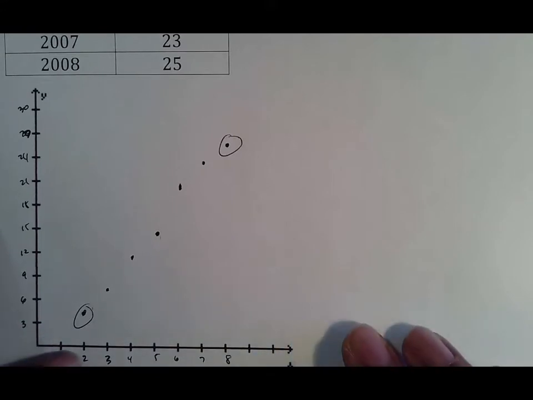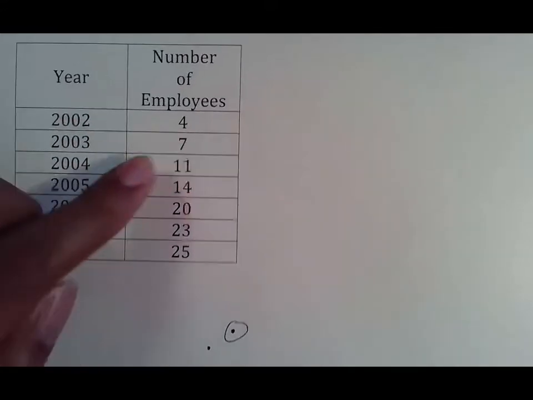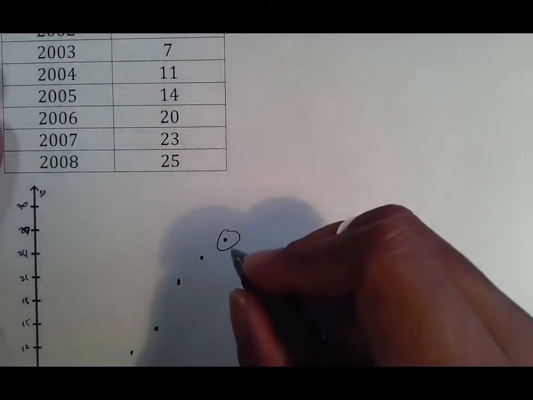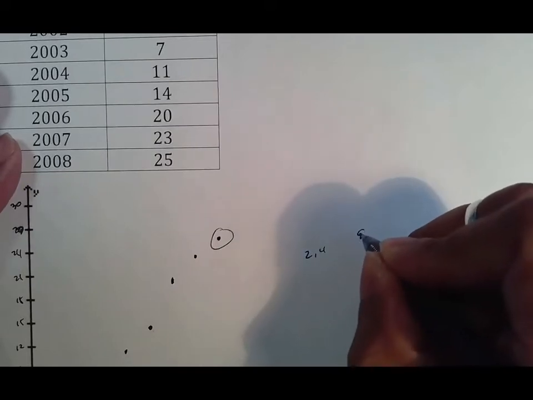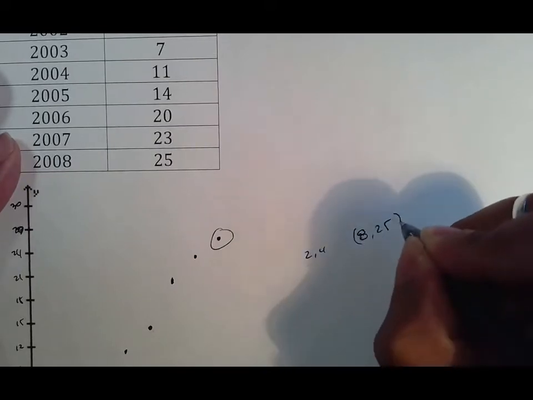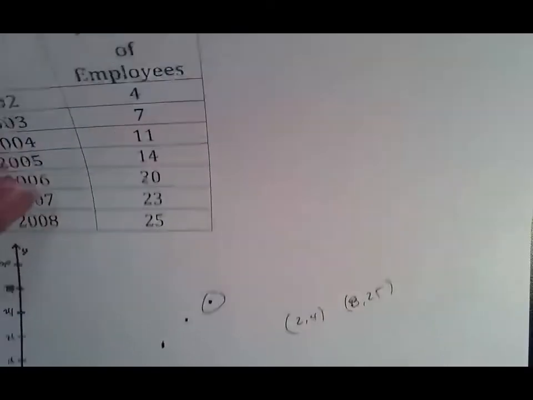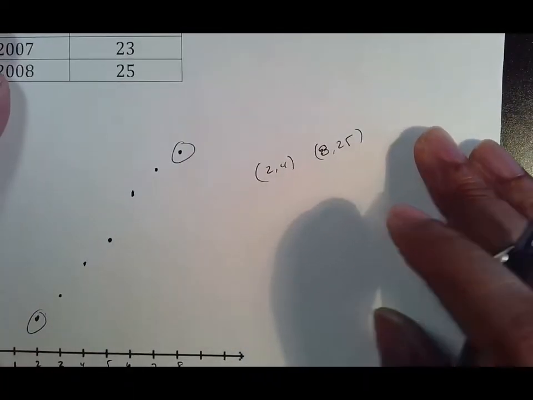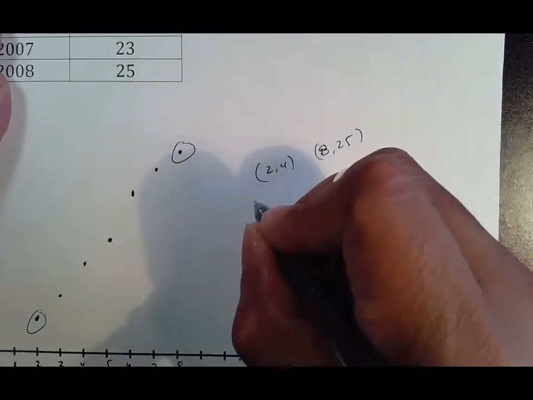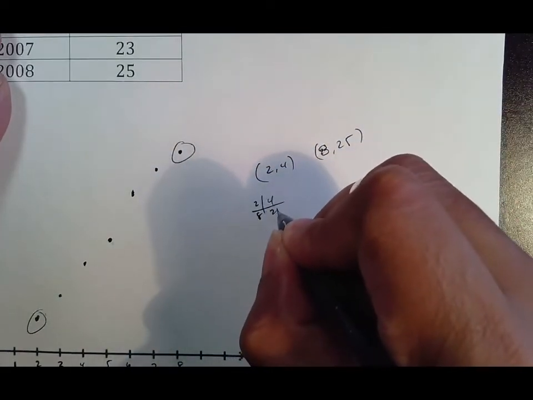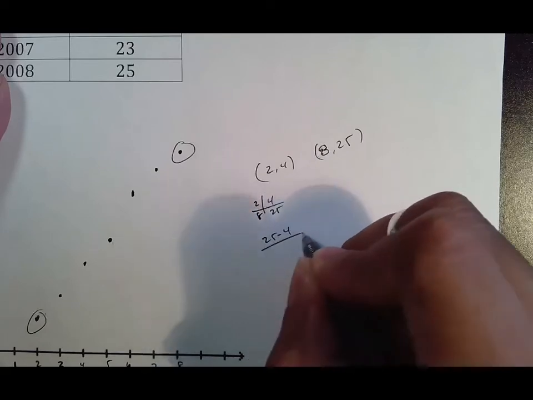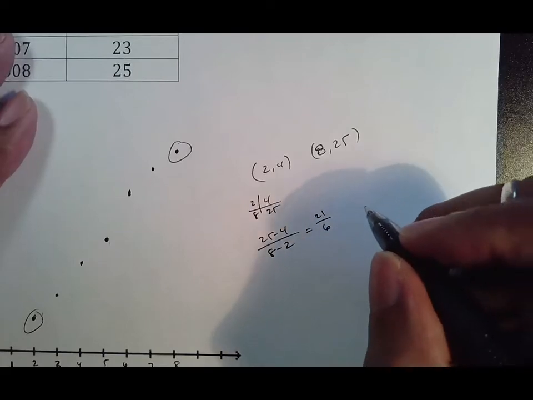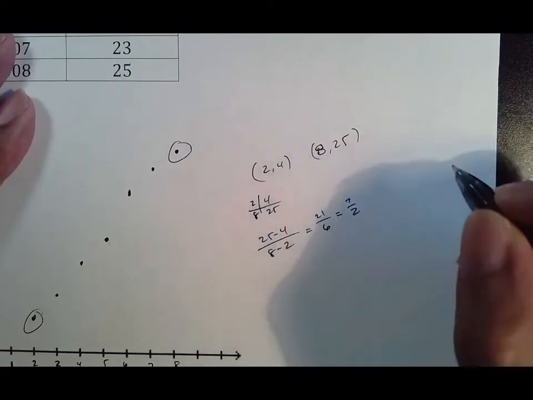So your first point was 2, 4. Your second point was 8, 25. And as I said, back in 2.4, we covered the ability of writing an equation of a line. So now we have to find a slope. So 2, 4, 8, 25, which means we do 25 minus 4 over 8 minus 2, which is 21 over 6, which is 7 over 2.